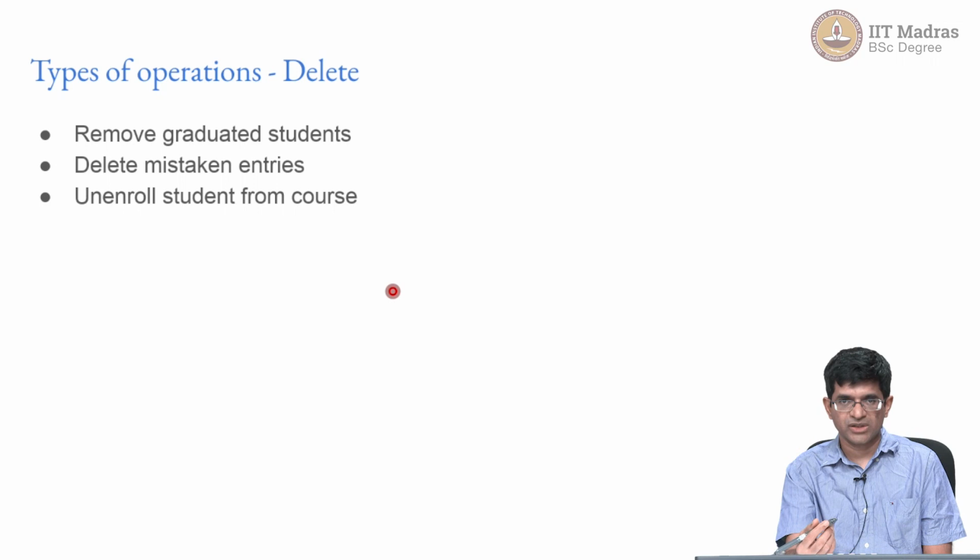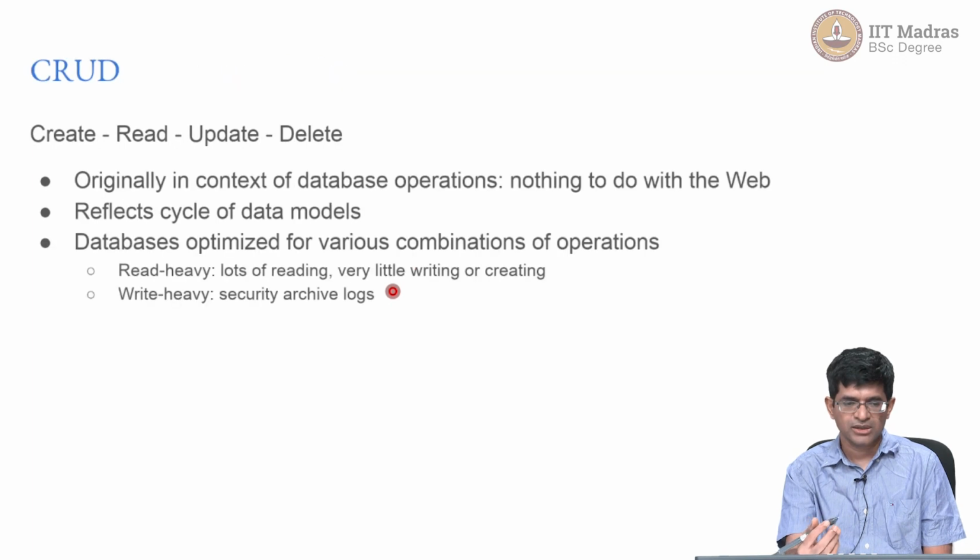So delete, in other words, is one thing that you can think of. The other, simpler possibility is that I made a mistake while entering something. I just want to delete it and create a new entry. All of those are reasons why you might want to delete an object. So that's where CRUD comes from: create, read, update, delete.